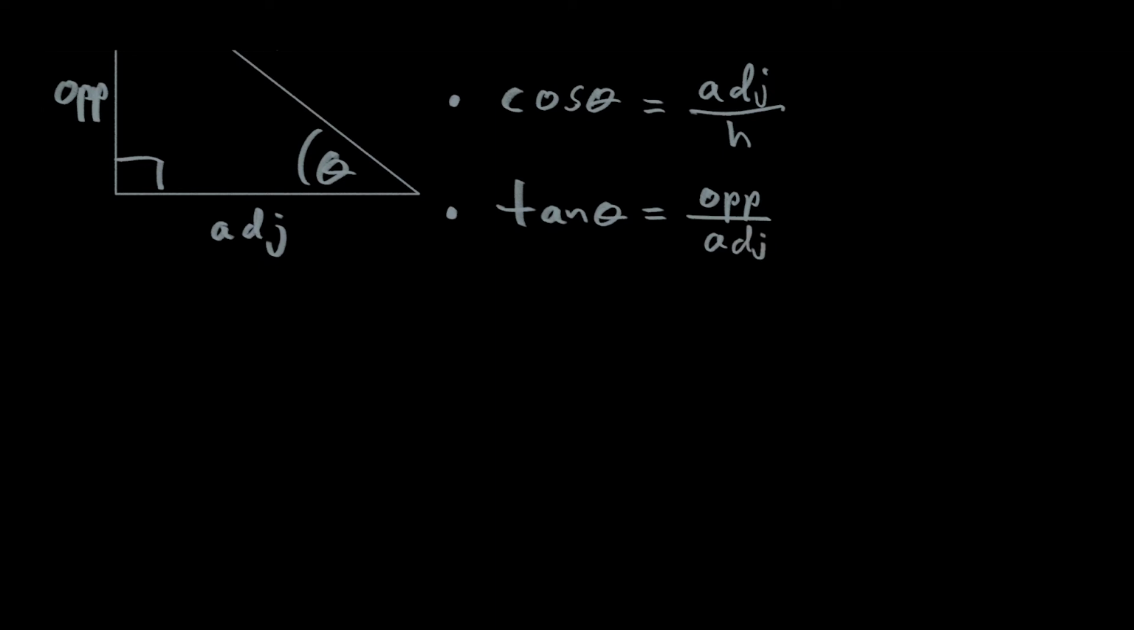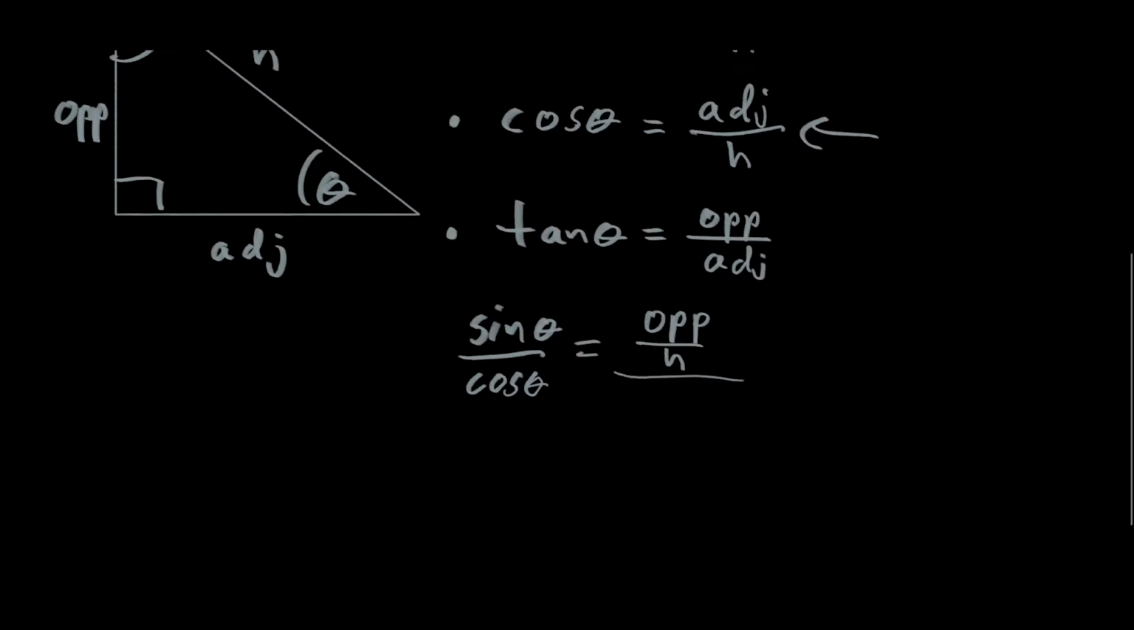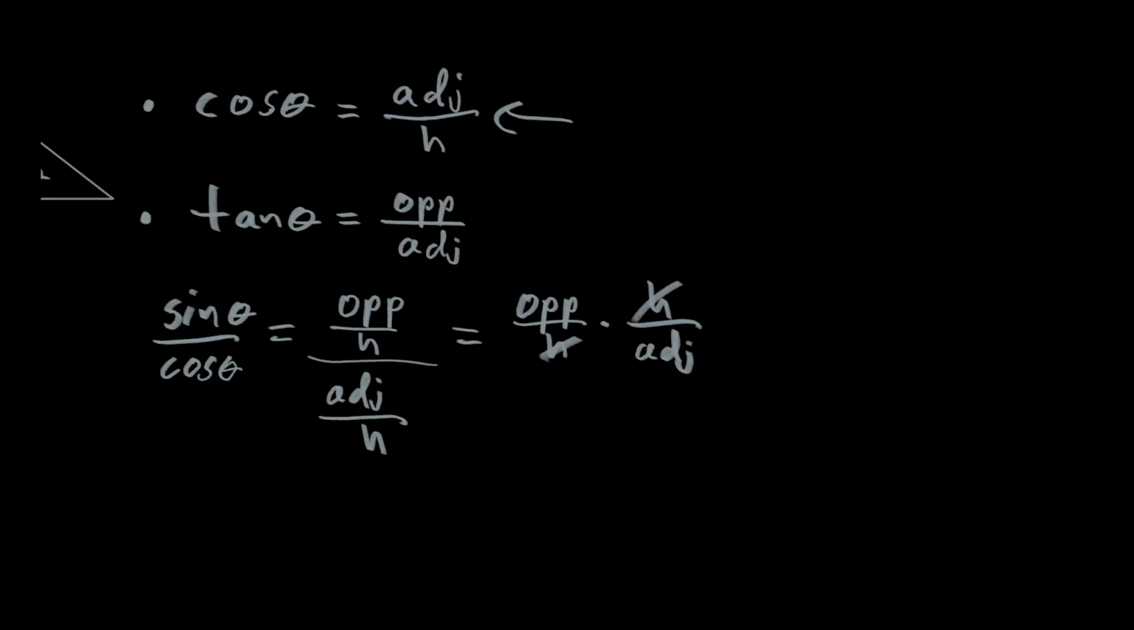Okay, now I just want you to notice here that if we took sine of theta divided by the cosine of theta, well, sine of theta is opposite over hypotenuse, divided by the cosine of theta. Well, cosine of theta is adjacent over hypotenuse. Dividing by a fraction is the same as multiplying by a reciprocal, so we can rewrite this as opposite over hypotenuse times hypotenuse over adjacent. The two h variables will cancel, and we'll be left with opposite over adjacent.